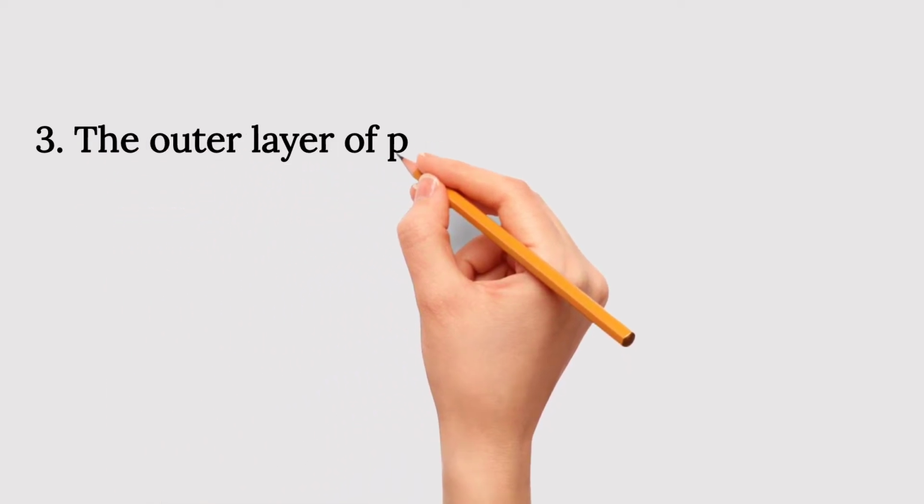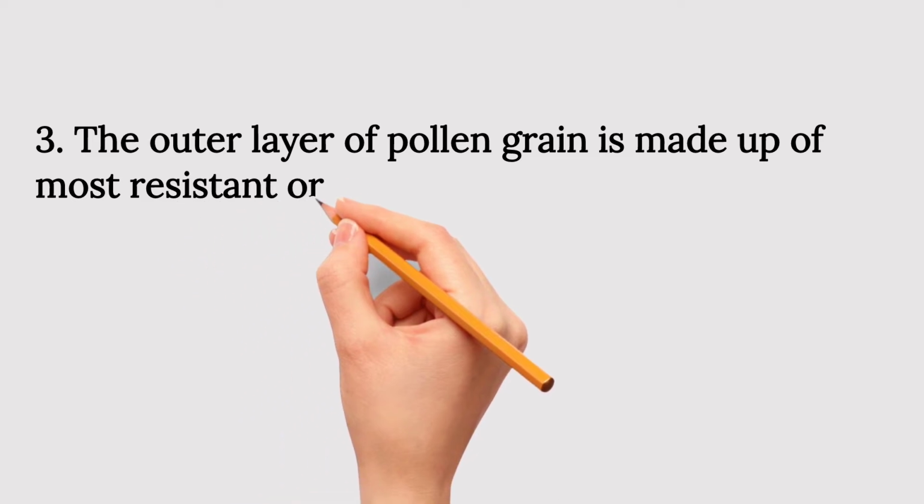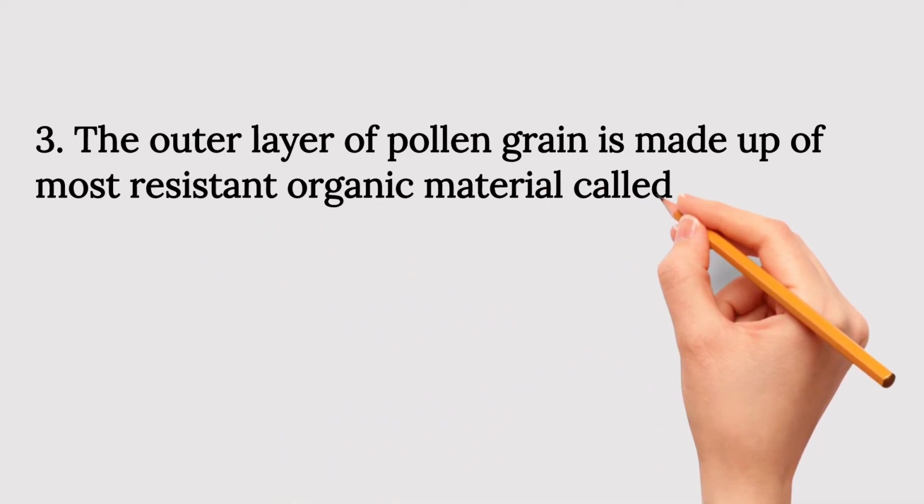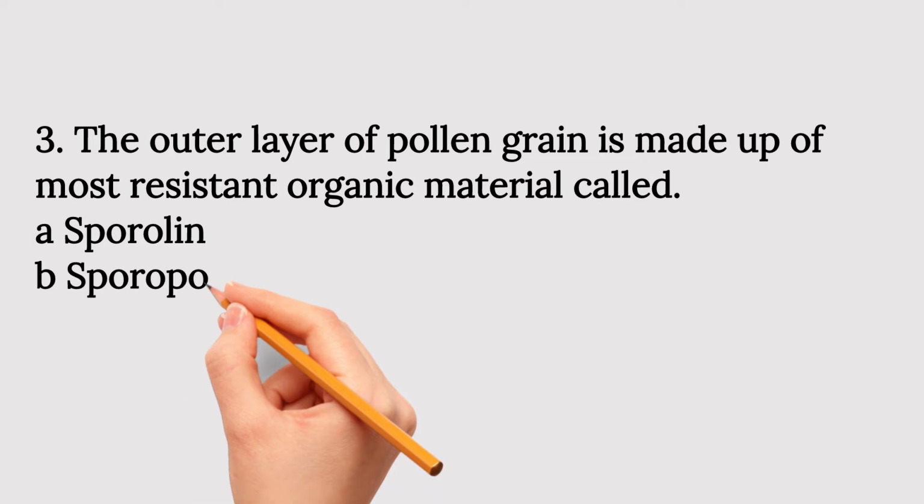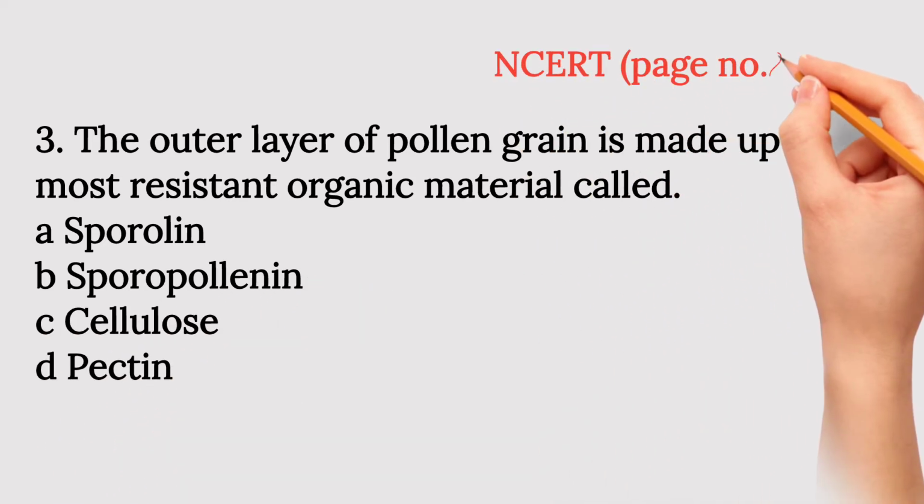The outer layer of pollen grain is made up of a most important resistant organic material called: option A, sporulin; option B, sporopollenin; option C, cellulose; and option D, pectin.